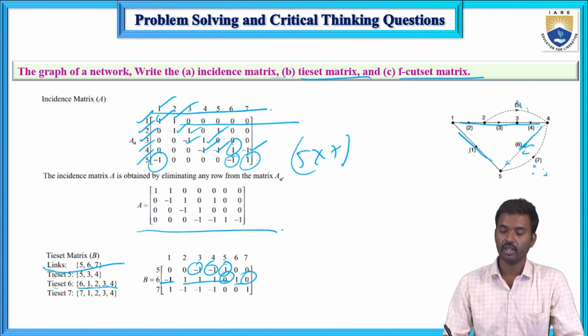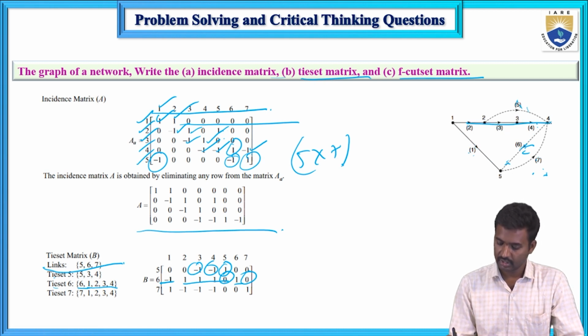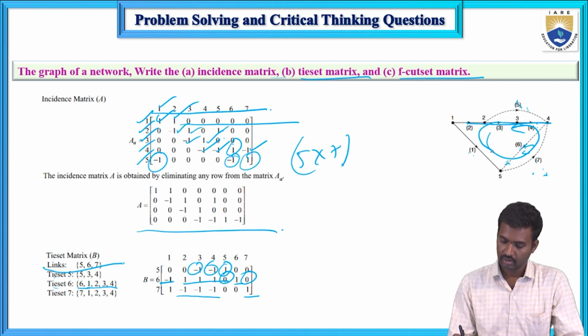This 5 and 7 are not associated. Next, in this case, this direction, but here this direction should be like this. So minus, minus, minus, and this is minus, and this is plus.